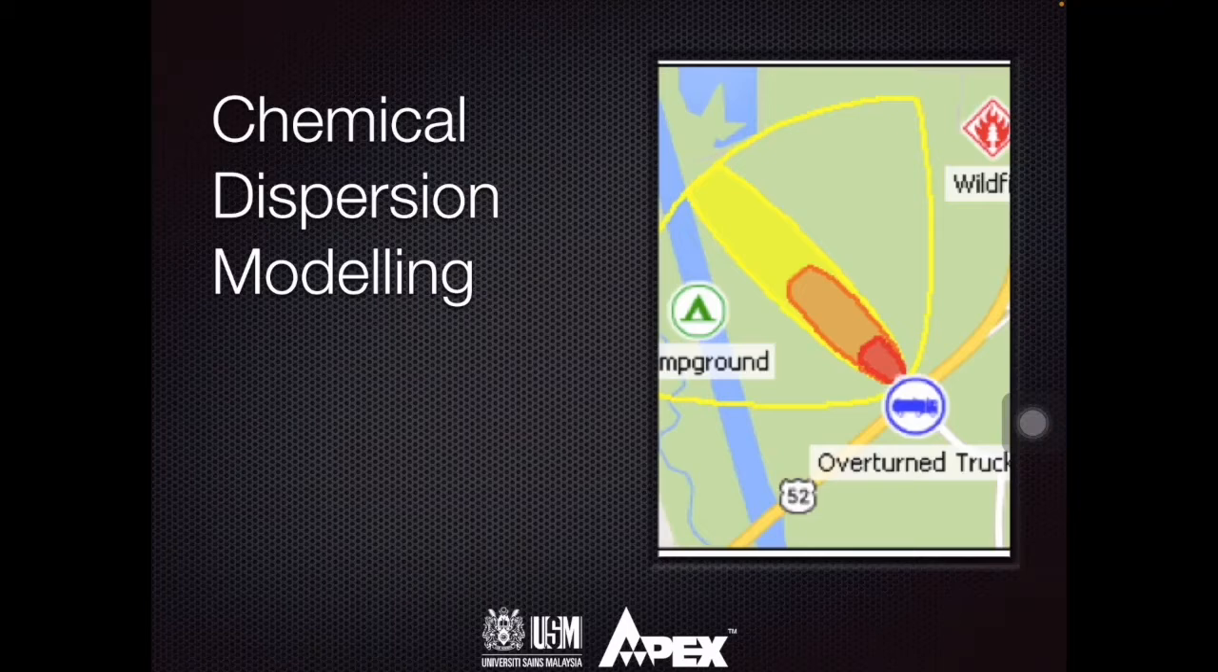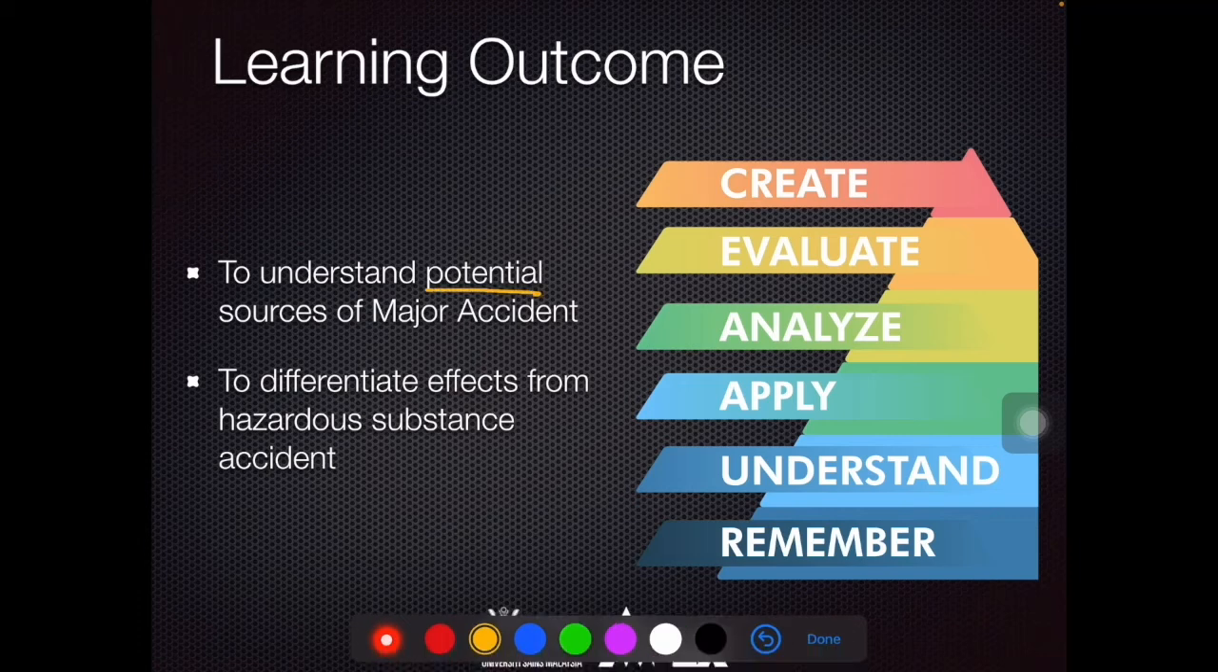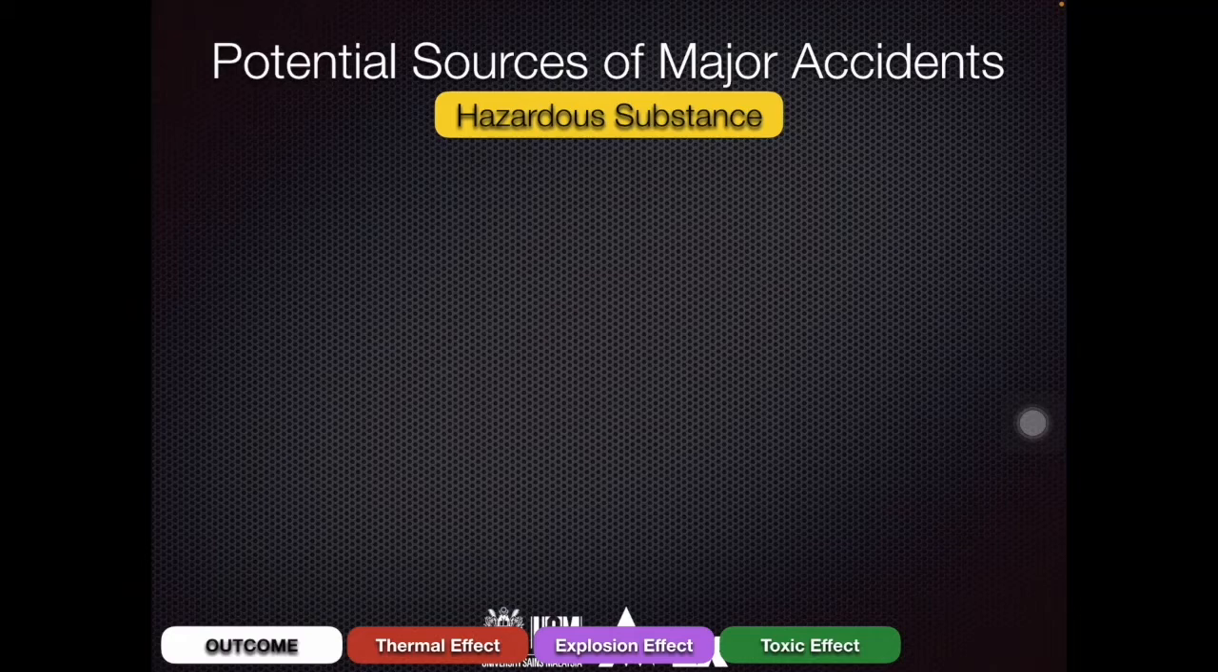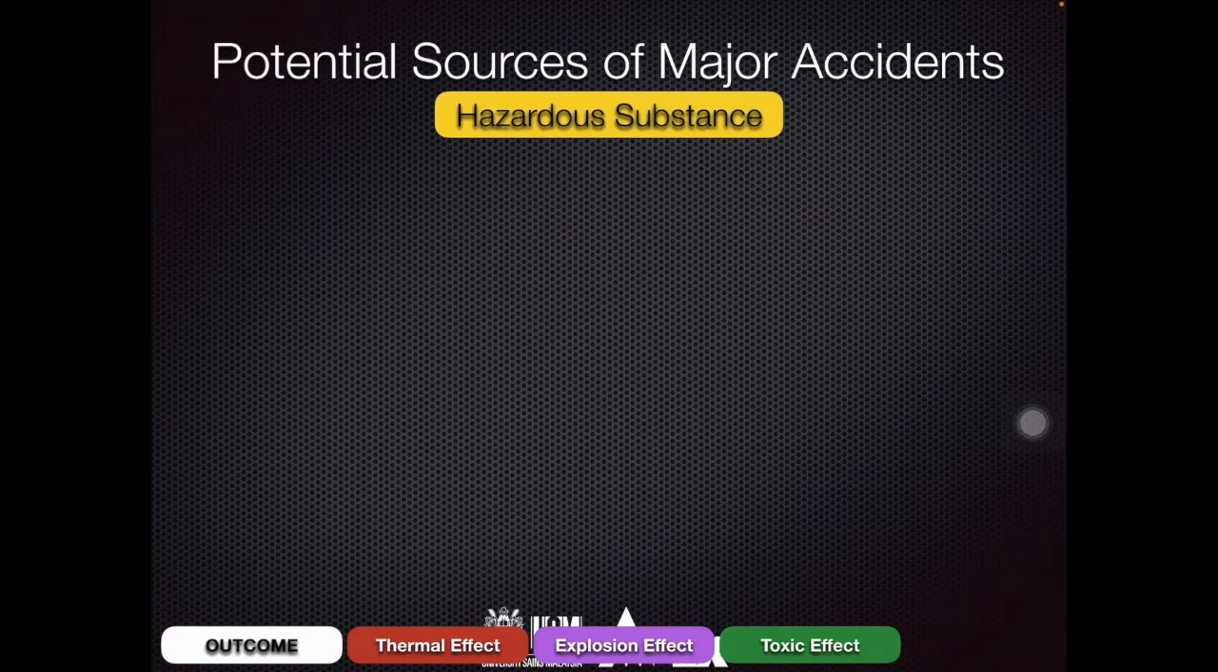In this session, we will look at chemical dispersion modeling. What will be the learning outcome? We want to understand potential sources of major accident and to differentiate effects from hazardous substance accident. For a hazardous substance, there are three possible outcomes, which is the thermal effect, the explosion effect, and the toxic effect. So how can a hazardous substance lead to these three outcomes?